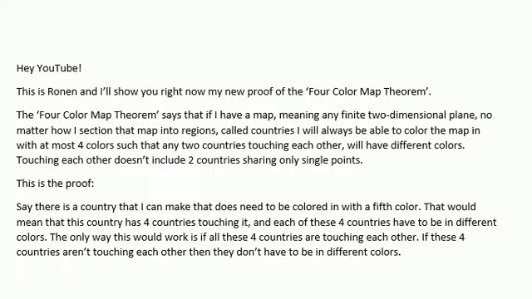The four-color map theorem says that if I have a map, meaning any finite two-dimensional plane, no matter how I section that map into regions, called countries, I will always be able to color the map in with at most four colors such that any two countries touching each other will have different colors. Touching each other doesn't include two countries sharing only single points. Now I'll give a quick example and then show the proof.